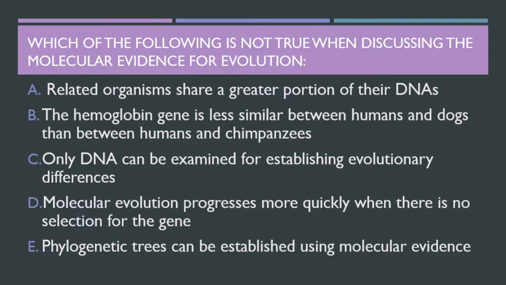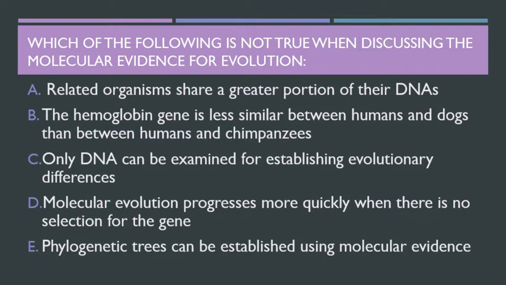Molecular evolution does progress more quickly when there's no selection, because remember, most of the time changes are not good, right? They don't do good things, and so that would be selected against most of the time. So if there's no pressure on it, the mutations don't matter, and they're going to stack up. Phylogenetic trees are something we're going to talk about in a little bit, but a phylogenetic tree is an evolutionary relationship, and of course you would want to use molecular evidence for that. So the answer to this question is C.